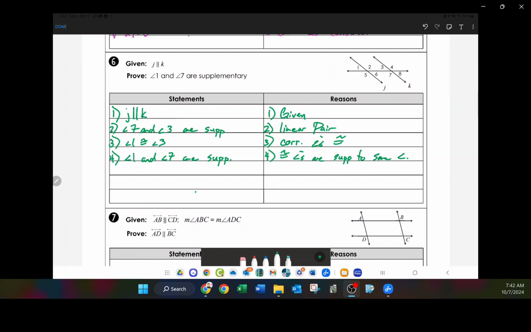Did you just use the transitive property on them? Not for supplementary. The transitive property only works with congruency. Good question.